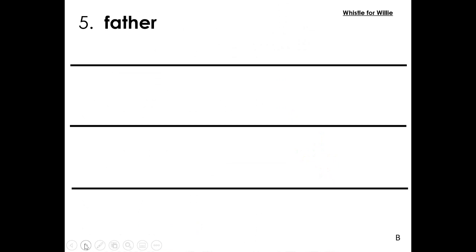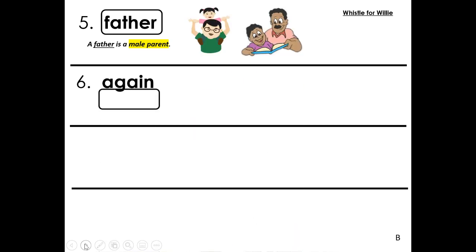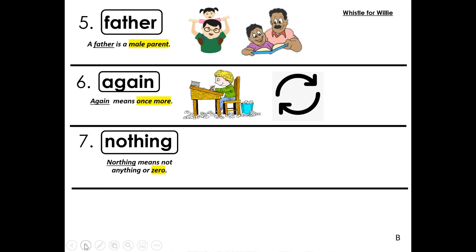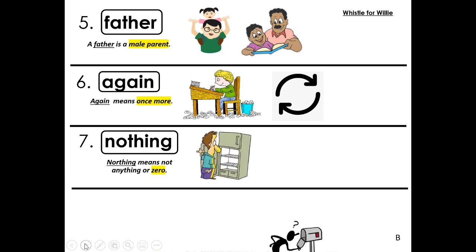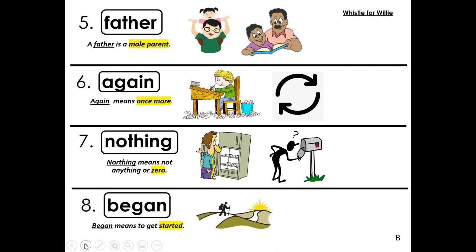All right, number 5 is father. So a father is a male parent or dad. Number 6, again. Again means once more. Number 7, nothing. Not a thing or no thing. Nothing means not anything or zero. And number 8 is began. Began means to get started.